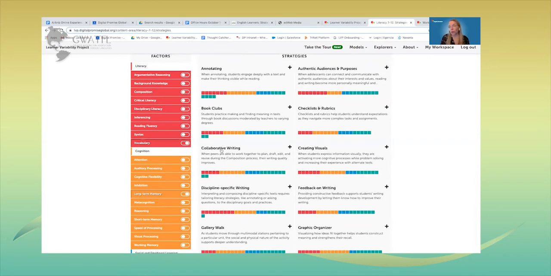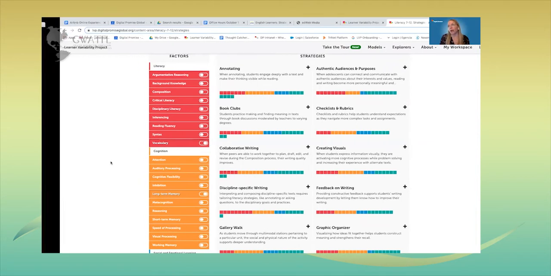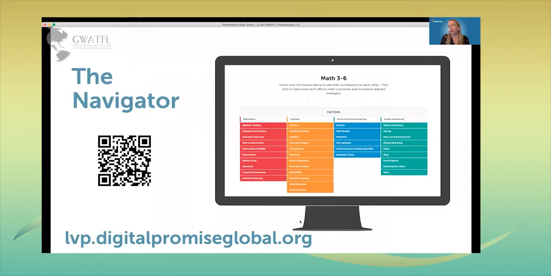So that's just a quick overview of the Navigator. And again, you can get there by going to lvp.digitalpromiseglobal.org.